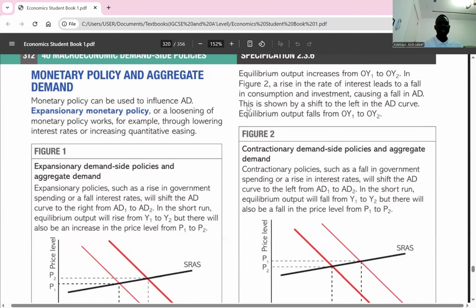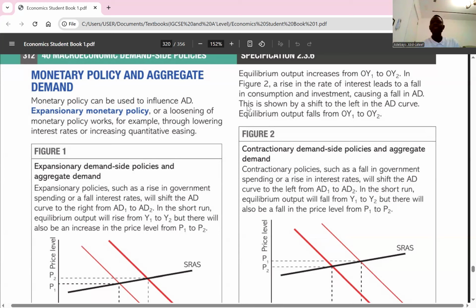Monetary policies such as interest rate and quantitative easing can be used to influence aggregate demand. So we have what we call expansionary monetary policy, such as lowering the interest rate or increasing quantitative easing. When you lower the interest rate, it allows more borrowing. Increasing quantitative easing increases money supply. Those two will bring about expansionary monetary policy, and it is expected to increase aggregate demand. It will shift aggregate demand to the right.